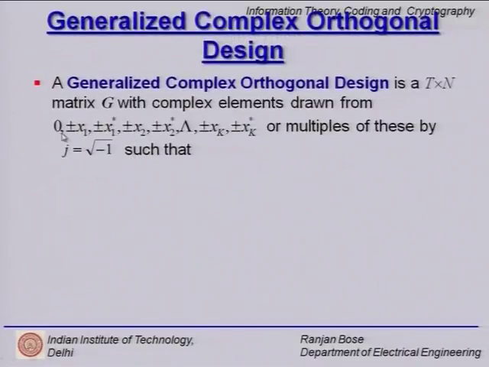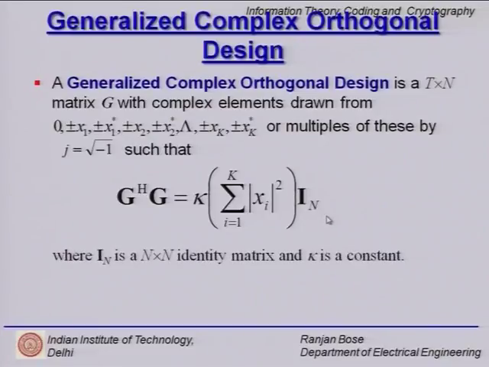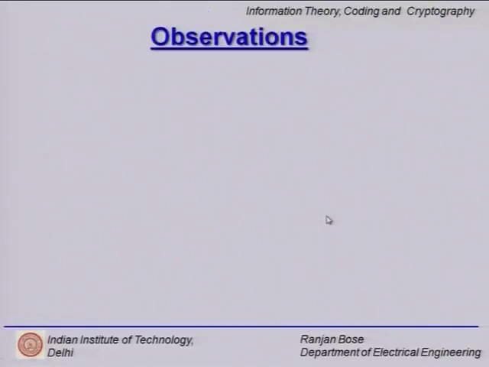Here we start with the possible symbols coming from 0, plus minus x1, plus minus x1 star, which is the complex conjugate, plus minus x2, plus minus x2 star, and so on and so forth up to xk star. And we again put this condition: G Hermitian G is equal to some kappa times the summation of xi absolute value squared, i equal to 1 through k, times this identity matrix of size n cross n.